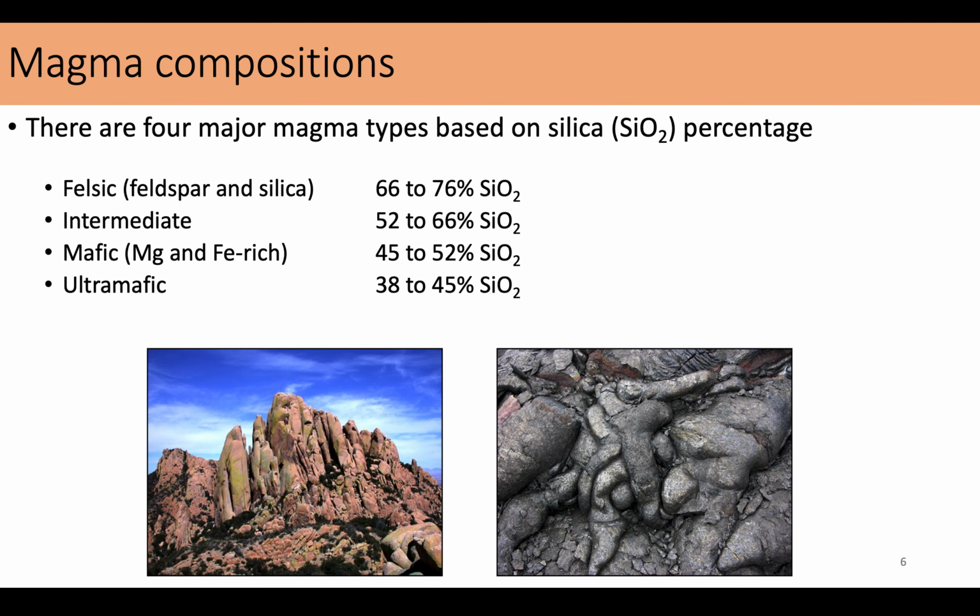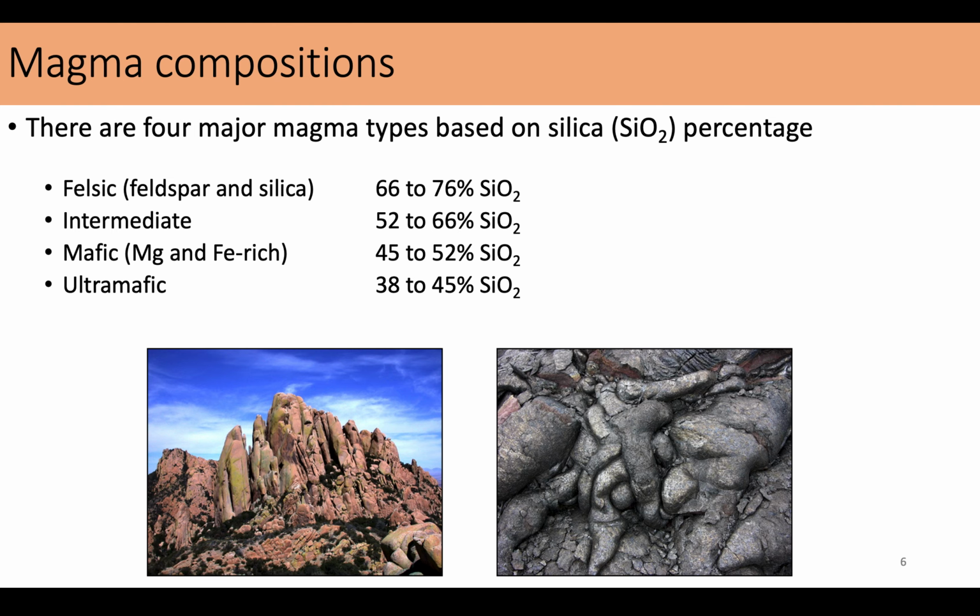So when we talk about igneous rocks, of course we have to talk about magma, because we know igneous rocks are any solidified magma or lava. So any volcanic rock where the rock solidifies from either magma or lava, we know that is an igneous rock type.